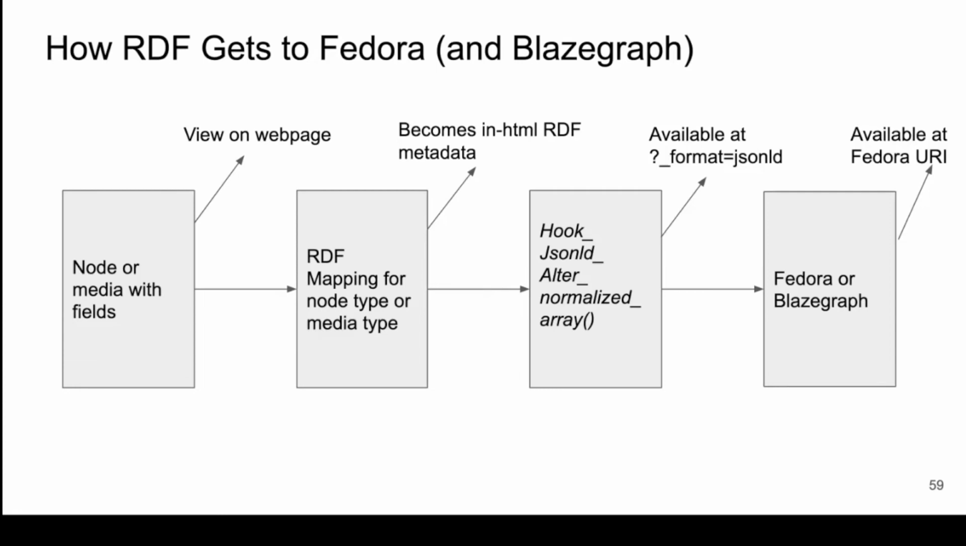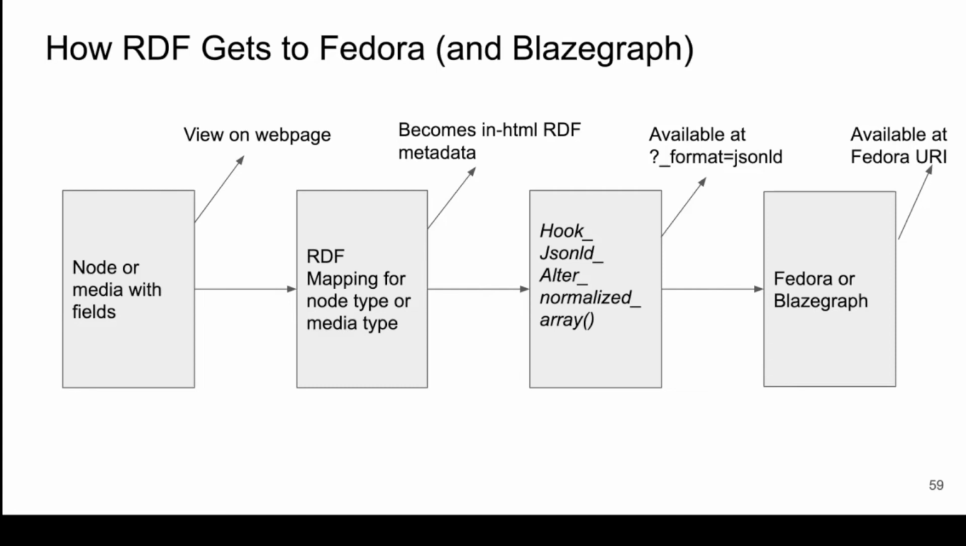RDF just means triples: subject, predicate, object. JSON-LD is a way of representing that in JSON. Turtle is another format, so JSON-LD is a format. We wrote the JSON-LD module, and it has a hook_jsonld_alter_normalized_array. This one function does an awful lot of stuff. It basically lets you override, add to, and correct stuff that was in that RDF, once you've got your RDF mapping plus your fields, and lets you really craft that to what you want it to be.